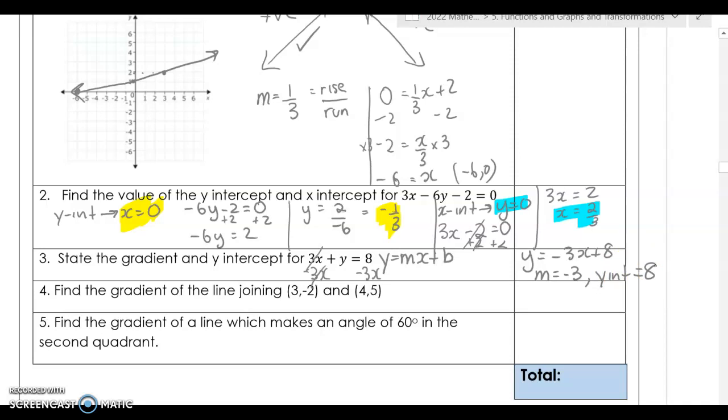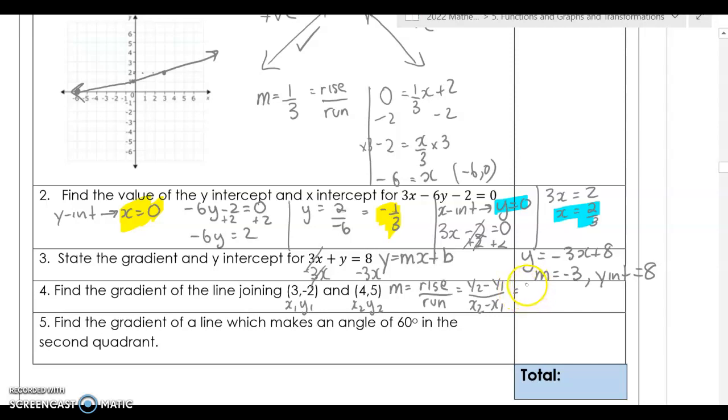Okay, part 4. The gradient of the line joining 3, minus 2 and 4, 5. So remember, not y, but m. M is our gradient and m is our rise over our run. If we have sets of points, it's the change in our y values, which is still the rise, and the change in our x values, which is still the run. So I'm going to call the first 2 points the number 1 points and the second 2 points the number 2 points. It doesn't matter. If you were to switch them around, you will still get the same answer anyway.